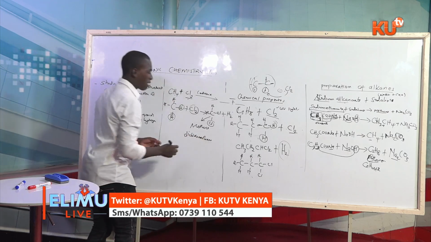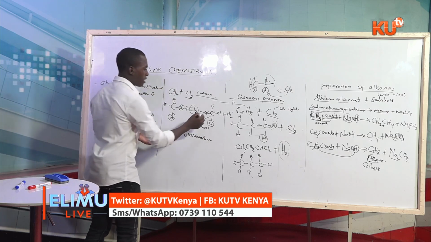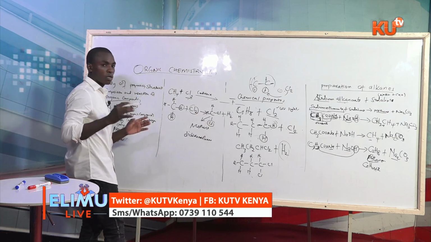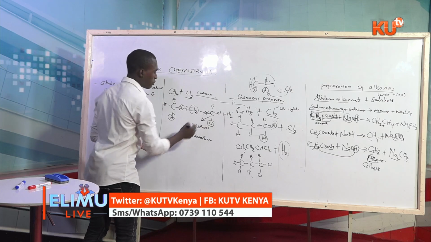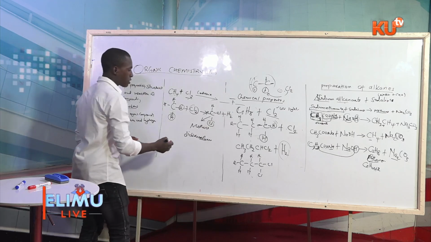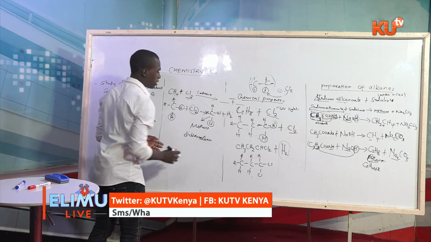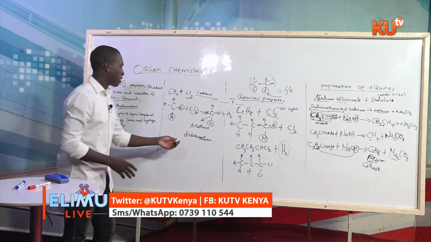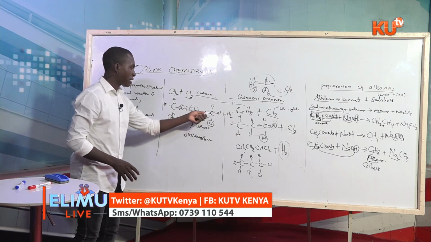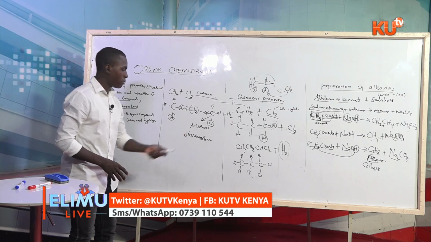So methane comes from the parent name, which is given by the number of carbon atoms that compound contains, and because it has 1 carbon, it is methane. But because it's attached to 2 chlorine atoms, it will be dichloro, because you have 2 chlorine atoms attached to the same carbon. So it will be dichloromethane.